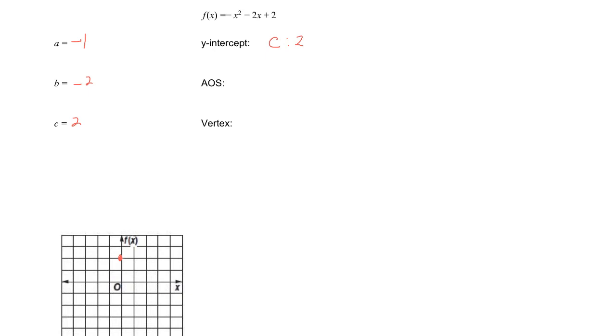The AOS, or the axis of symmetry, x equals negative b over 2a. For our case, that is x equals negative negative 2 over 2 times negative 1. Well, negative times negative on the top is plus 2, and 2 times negative 1 is negative 2. So that means the axis of symmetry is negative 1. So we can draw in our little dashed line there.